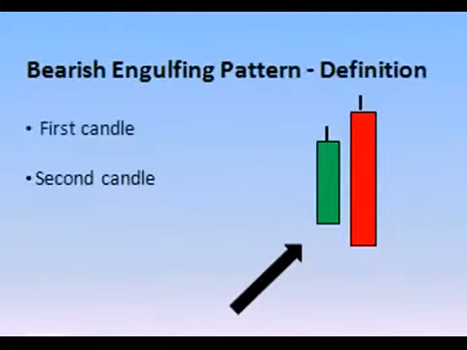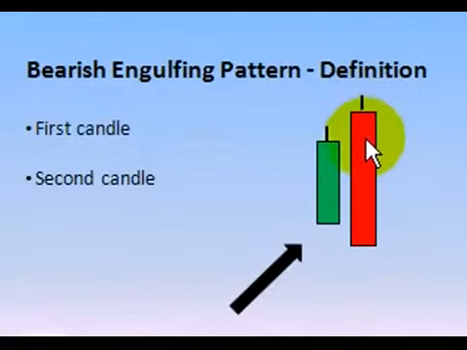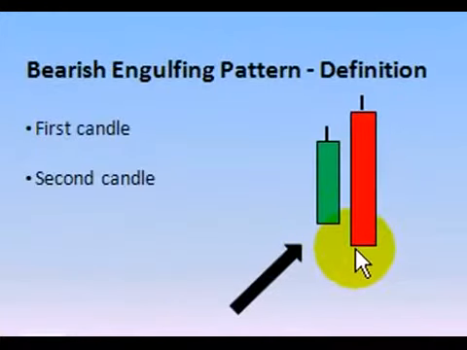The first candle has a green real body, continuing the trend in the upwards direction. So a trend here, leading to a green candle. And the second candle is a red candle, opening above the real body of the green candle here, and closing below the real body of the green candle down here. In other words, the red real body engulfs the green real body.